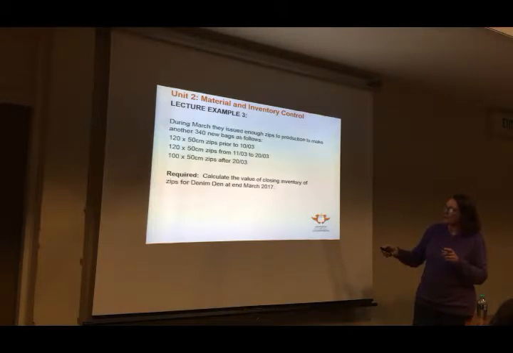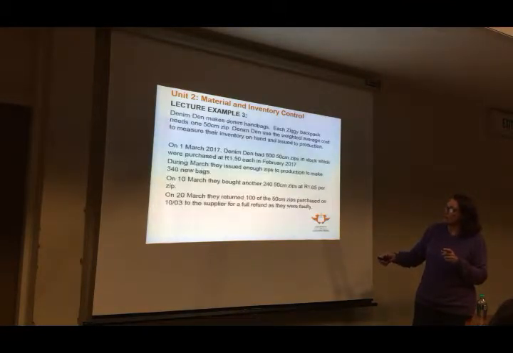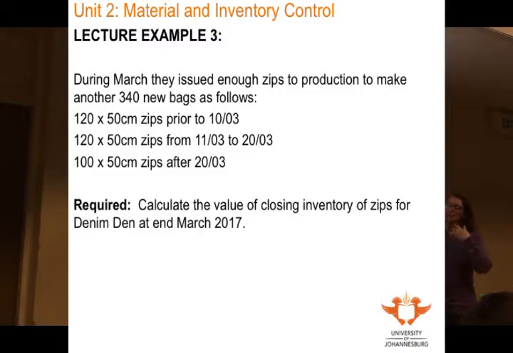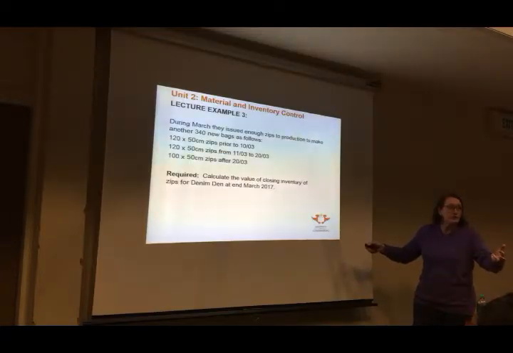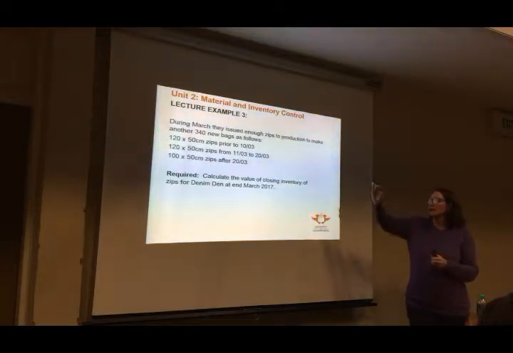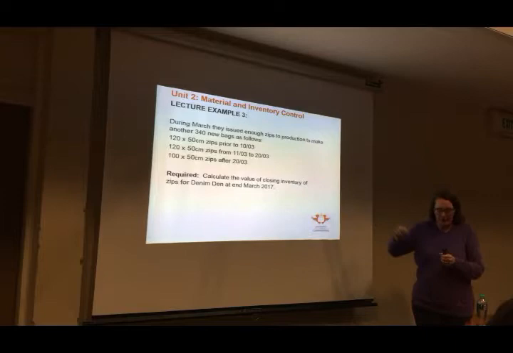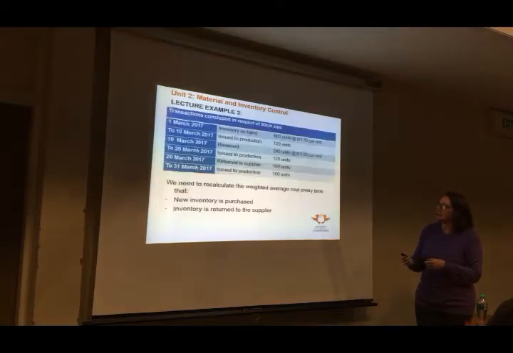And now, I've given you the total 340 bags, okay? But it was 120 prior to the first purchase, and then 120 prior to returning the goods to the supplier, and then 100 after the 20th. So can you see here that you've got to organize it in date sequence? This is issued to production, okay? Hopefully on the next slide I've pulled it all together.